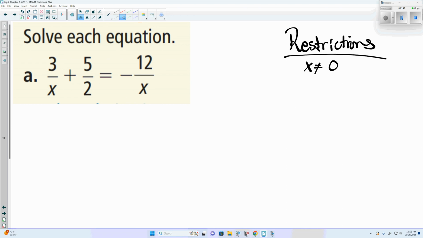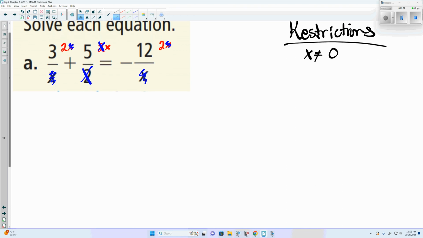Now, what do we need to multiply everything by to get these fractions to go away? 2x. Because for our first term, the x cancels out. The middle term, the 2 would cancel. And the last one, it would be the x. Leaving us with 6 plus 5x, negative 24.